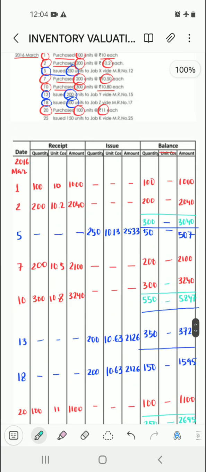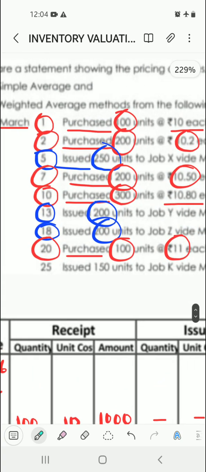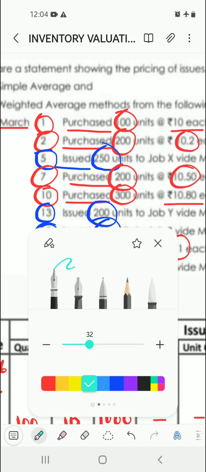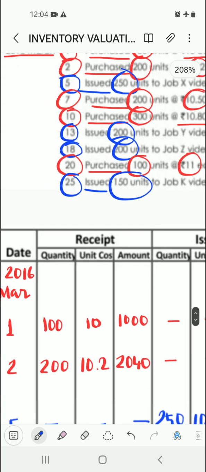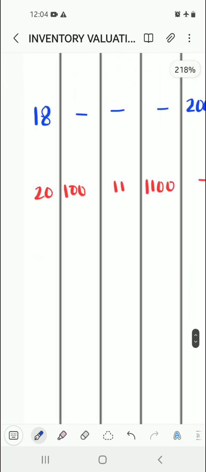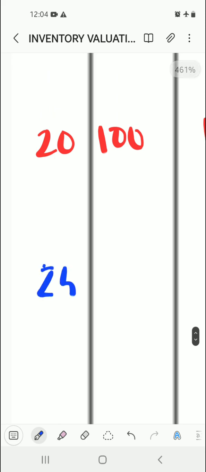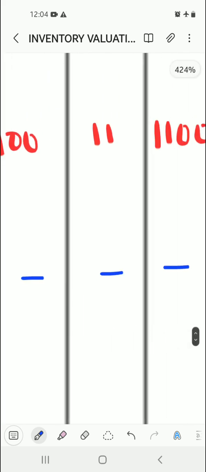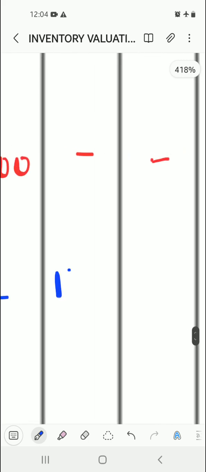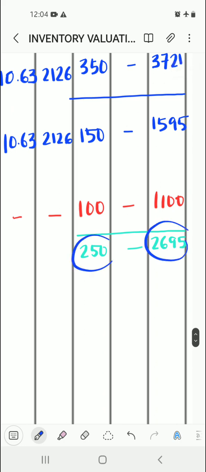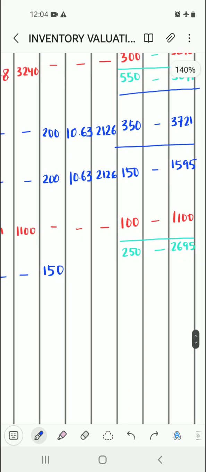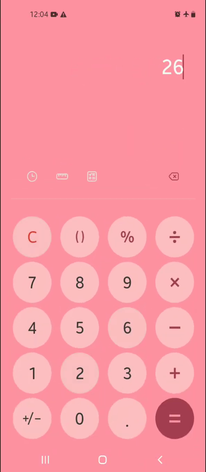Now we're going to move to the last date, that is March 25. There has been an issue. So March 25, issue for 150 units, no purchases. In the issue column we're going to write 150. Now again we have to find the unit cost, that is 2695 divided by 250. 2695 divided by 250, that is 10.78.